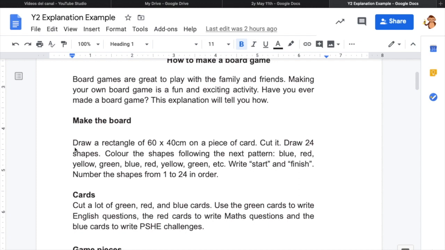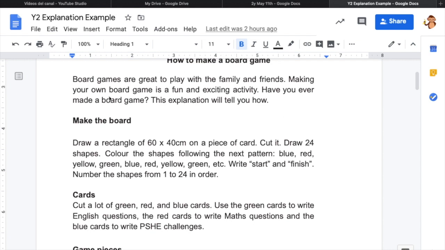So I don't know if you remember, but first we had to draw a rectangle of 60 by 40 centimeters on a piece of card. Cut it. Draw 24 shapes. Color the shapes following the next pattern. Blue, red, yellow, green. Blue, red, yellow, green. Write start and finish. Number the shapes from 1 to 24 in order.